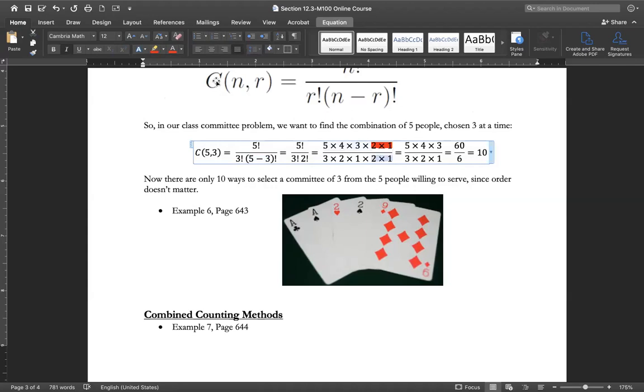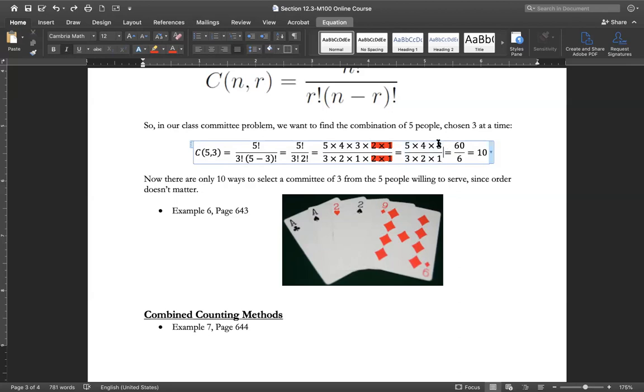I canceled out the 2 times 1s like that, okay? So then I was left with 5 times 4 times 3 over 3 times 2 times 1. Of course, in the next step, I could cancel out the 3's like that. And now I'm left with 5 times 4 over 2 times 1. When I didn't cancel them out, of course, I had 5 times 4 times 3 is 60 over 3 times 2 times 1 is 6. 60 over 6 equals 10.